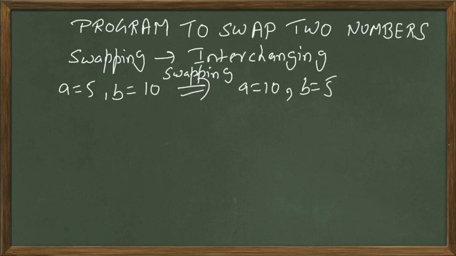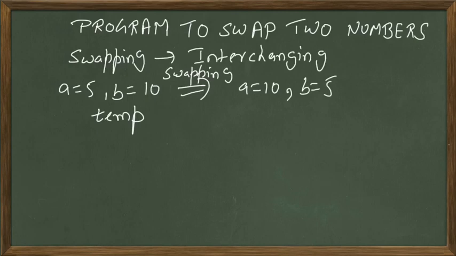So what logic will we use to swap? For that we will define a variable temp which will hold the value of either a or b. Temp stands for temporary variable. It has no role as such on its own; it will be used in the program to swap the values of a and b. And how it will be done, we will see in the logic now.